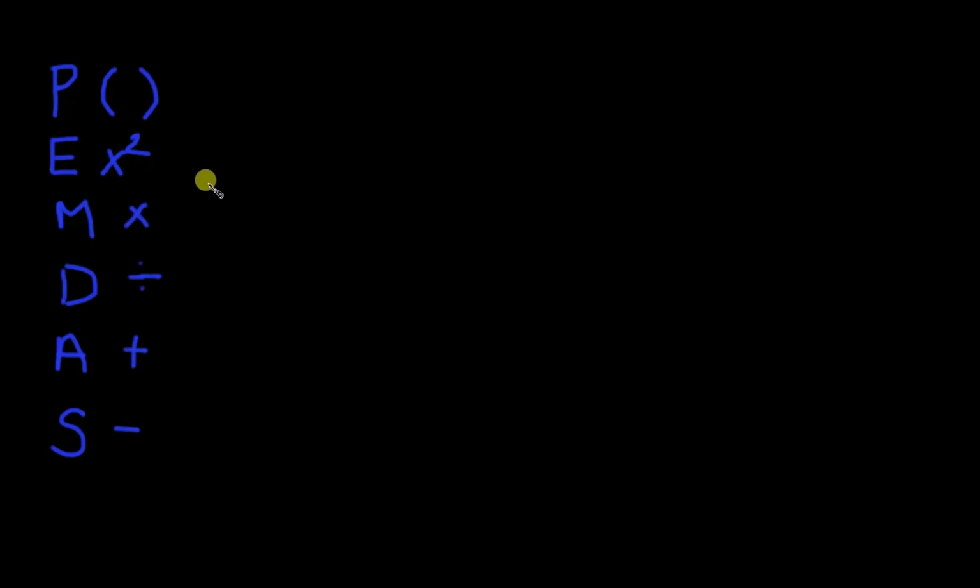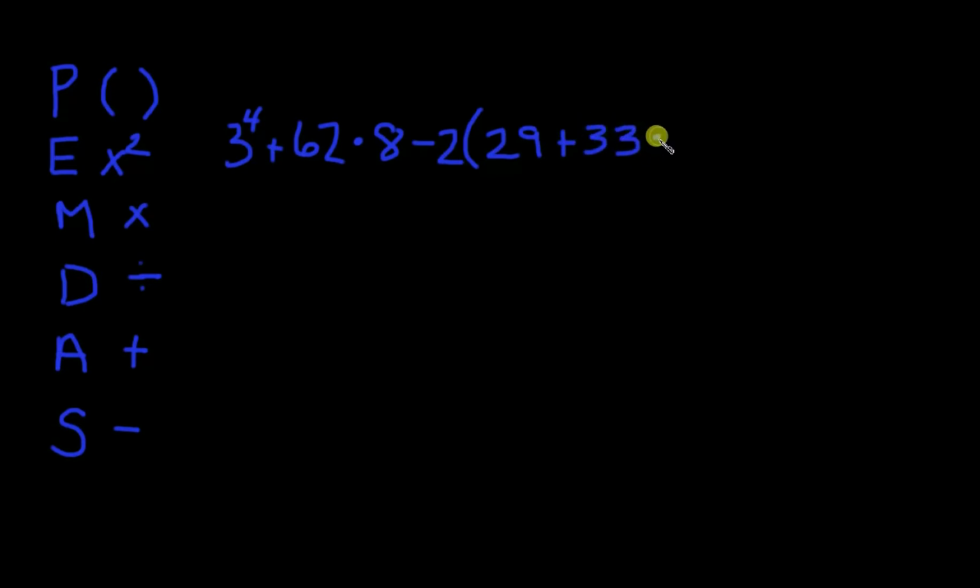Now let's try a problem here. Let's work out a problem. Let's do 3 to the 4th power plus 62 times 8 minus 2 parentheses 29 plus 33 times 4. Now, close parentheses here. Okay, so following our order of operations, it states here that we should do parentheses first.